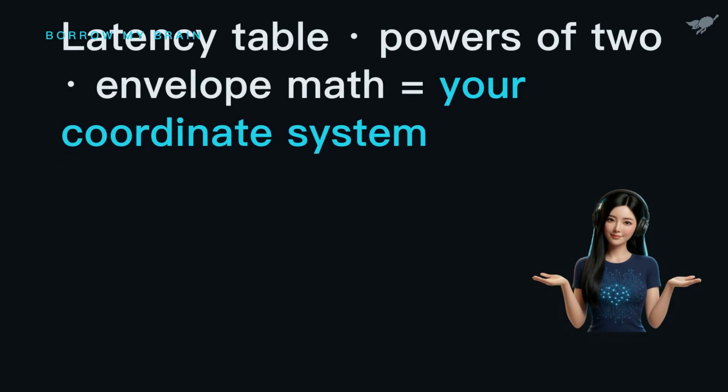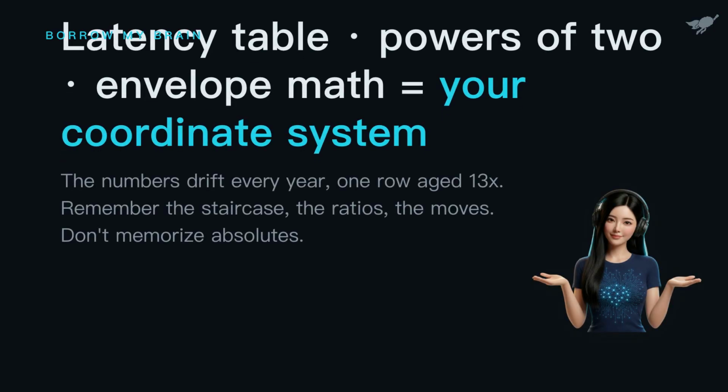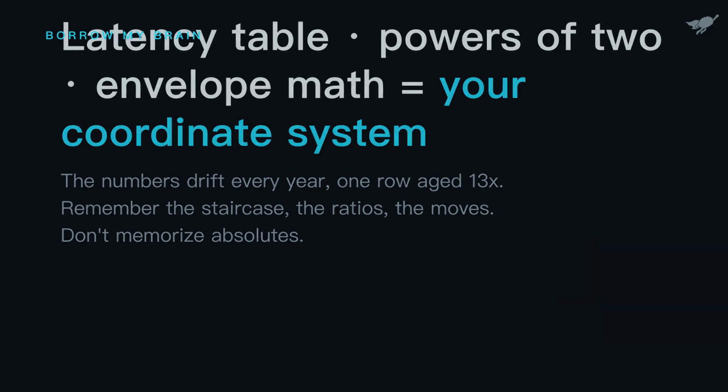One line to wrap it up. The latency table? Powers of 2, back of the envelope estimation. Install all 3, and you own a coordinate system. The numbers drift every year. You watched one row age by a factor of 13. So don't memorize absolute values. Remember the staircase, remember the ratios, remember the moves.